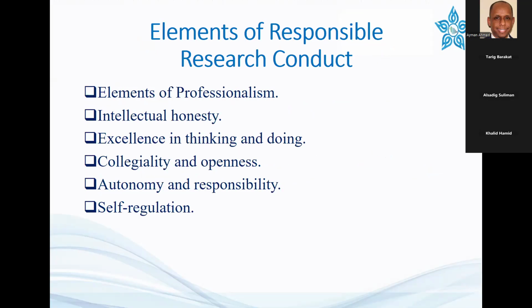And there are some elements we have to make sure that we know all of them. For responsible research conduct, first and the most important element is professionalism. We have to be very professional while we are doing research, and we have to know about intellectual honesty and abide by it, and we have to be critical thinkers while conducting our research studies, and we have to be very collaborative and open when we're doing a study.